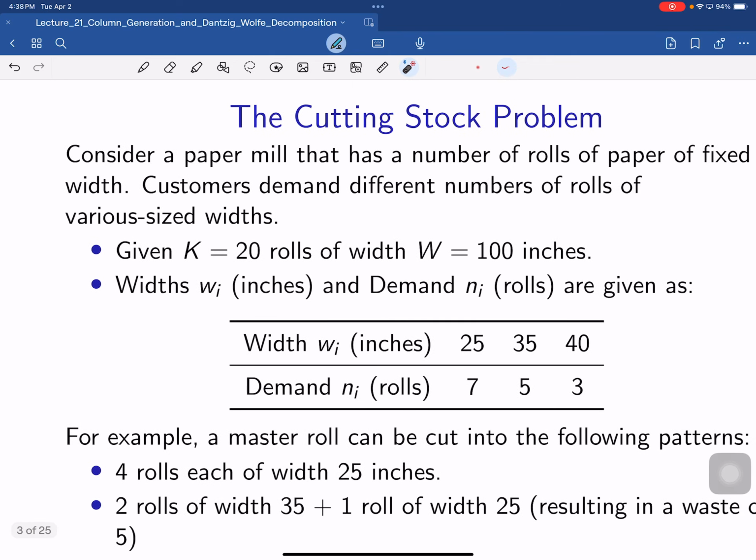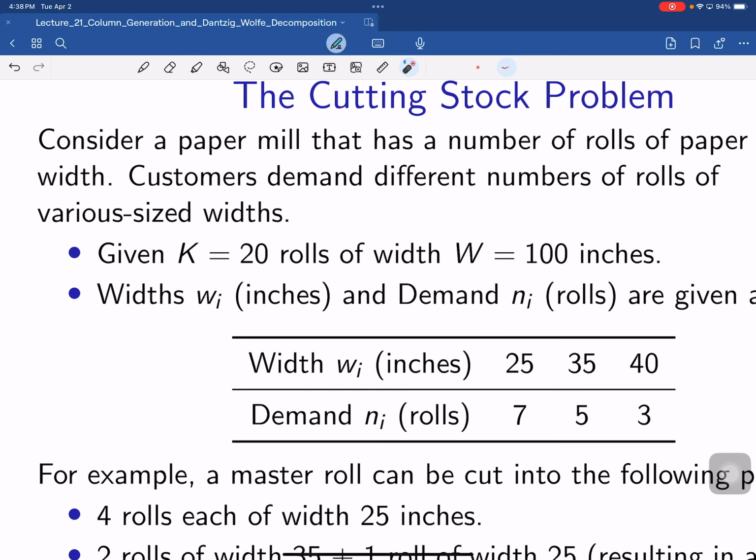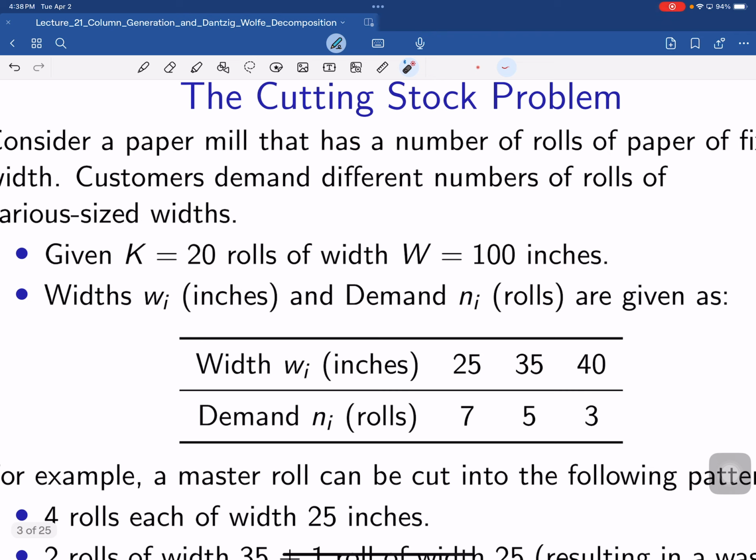So let's formulate this problem a little bit using some data, right? So let's say you are given 20 rolls of paper, each with width 100 inches, and then you have demands of different widths. Let's assume you have demands for three different widths. They are 25 inches, 35, and 40 inches. And the demands for those different widths are 7, 5, and 3. Right? The idea is you want to minimize the number of rolls you use in order to satisfy the demand of different widths.